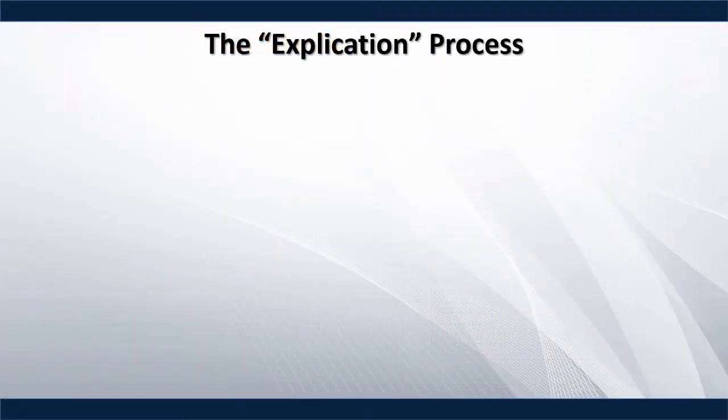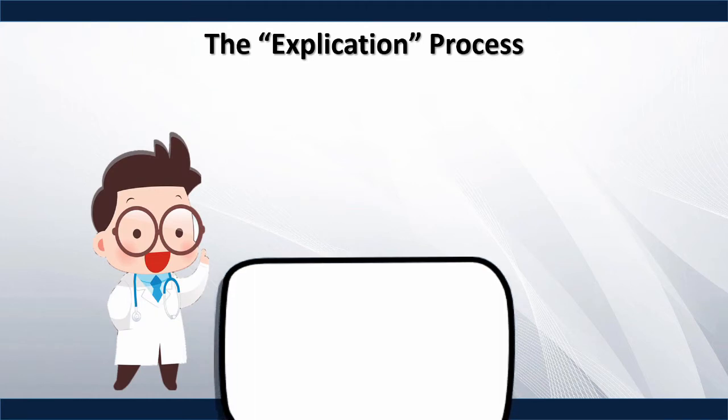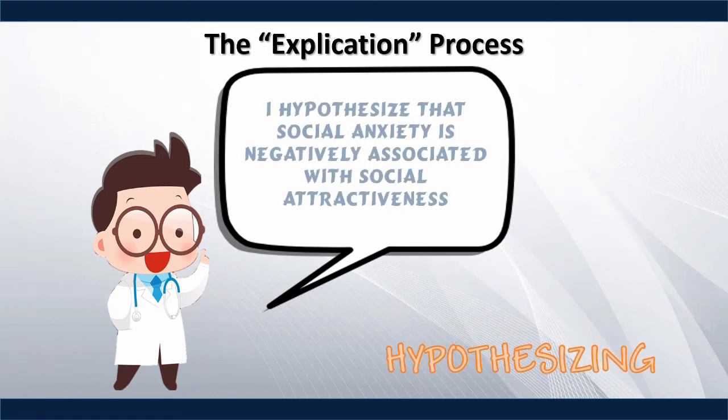So let me give you a quick example of this explication process. Suppose that after a literature search on a study I'm doing addressing psychosocial problems and attraction, I come up with the hypothesis that social anxiety is negatively associated with social attractiveness. You probably can already guess that the two variables of interest here are social anxiety and social attraction. And because I propose a negative hypothesis, I'm guessing that as the perception of another person's social anxiety goes up, their social attractiveness goes down, and vice versa. Here we are at the hypothesis stage.